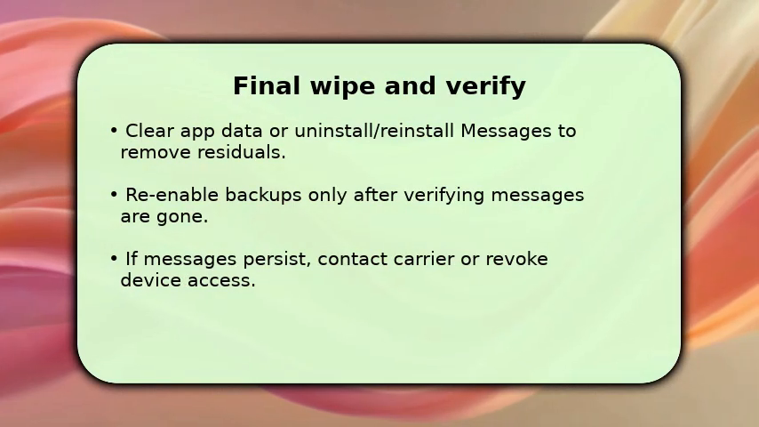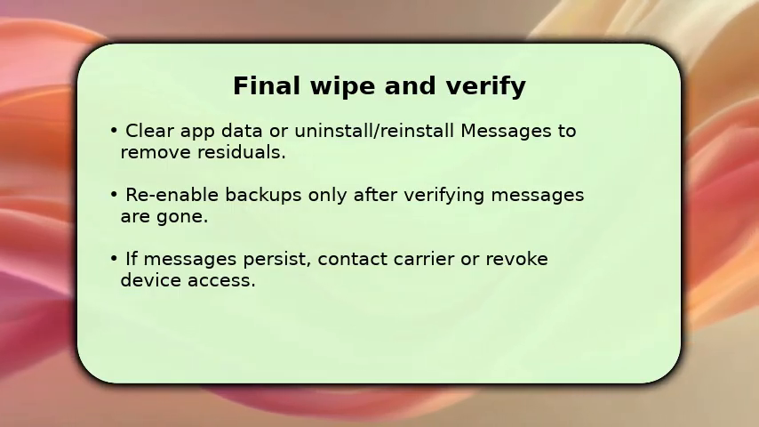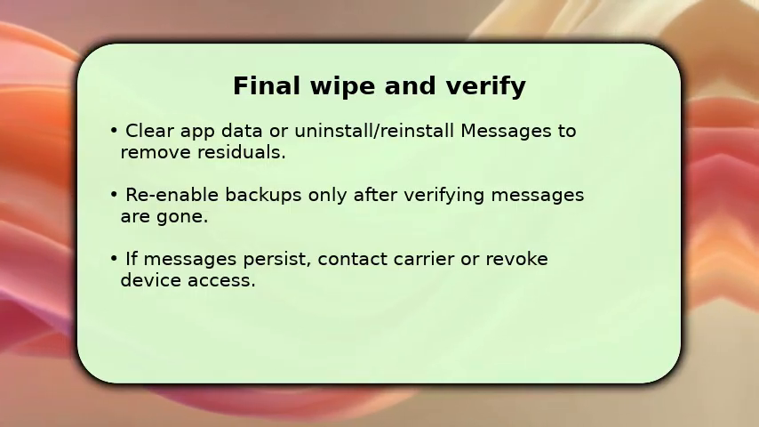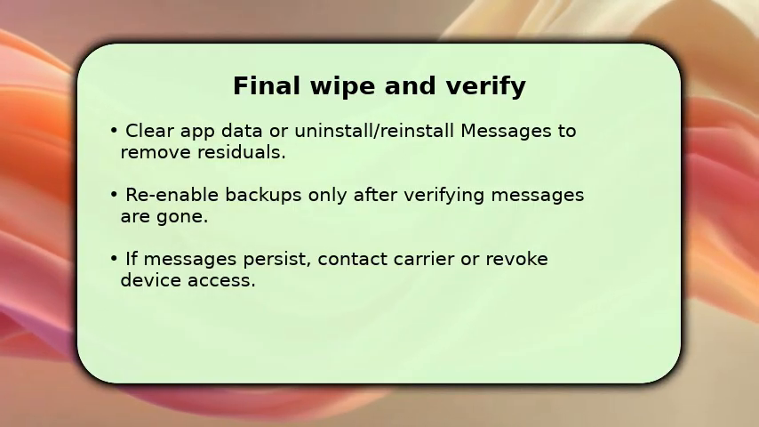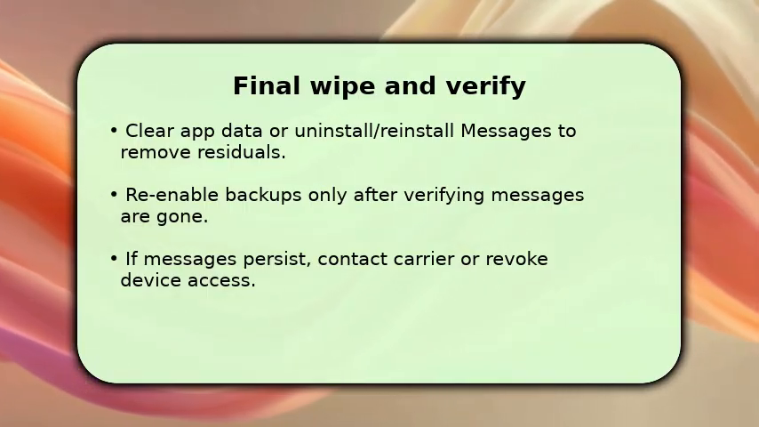You finish by performing a final wipe. Clear the Messages app data or uninstall and reinstall it to purge residual records. This step removes local index files that can resurrect content. Then restart the device and verify the conversation and attachments are gone.